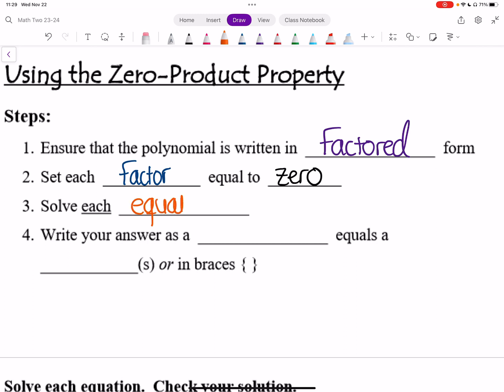That's what the zero product property says. Then we will solve each resulting equation individually. And then finally, one of the most popular ways to write the answer is as a variable like m or n or p or r or x equal to a number, or you may write them in braces. I will demonstrate both today.